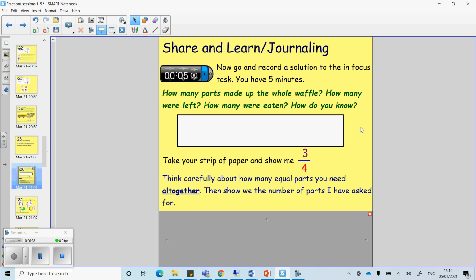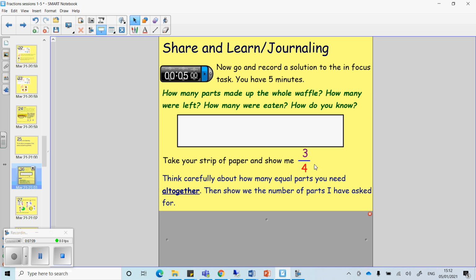Okay, I hope your piece of paper was folded equally into 4 equal parts. I hope you don't have 1 large part and 3 tiny parts, because they would not be equal. So with your strip of paper, can you find 3 parts out of the 4 equal parts? We could call that 3 quarters.